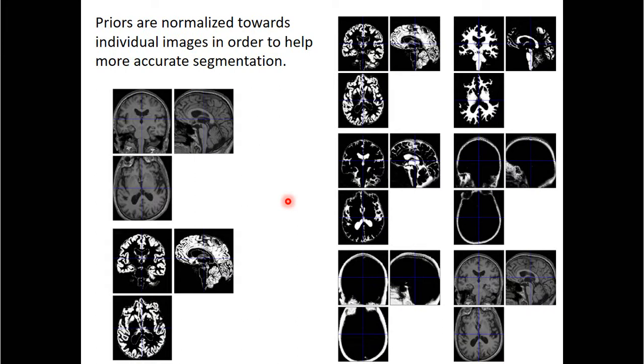In fact, it works in a very bizarre way. First, the program is going to normalize the template towards your individual image, extract those segments, and then in the following steps after the DARTEL, there will be normalization in the other direction.